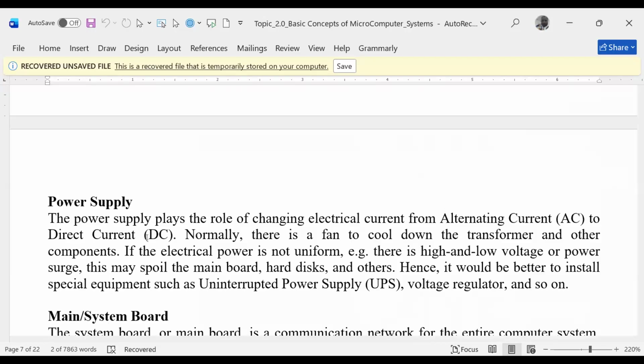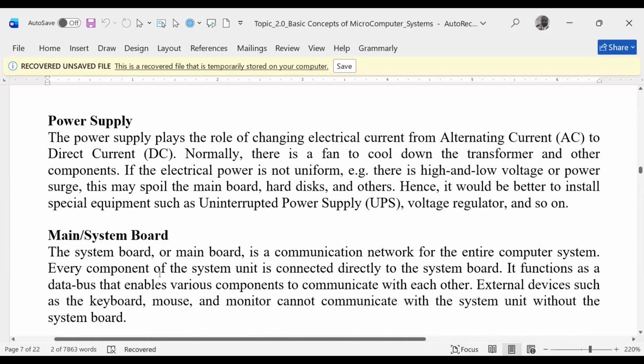When the power goes off, your system will not work. So the best option is always to have a standby power source, the UPS, uninterruptible power supply. So if there's a power outage, you can use what is called a UPS to provide power for you to work with your system.